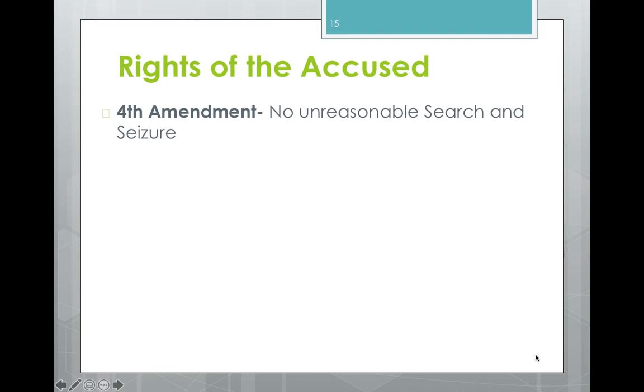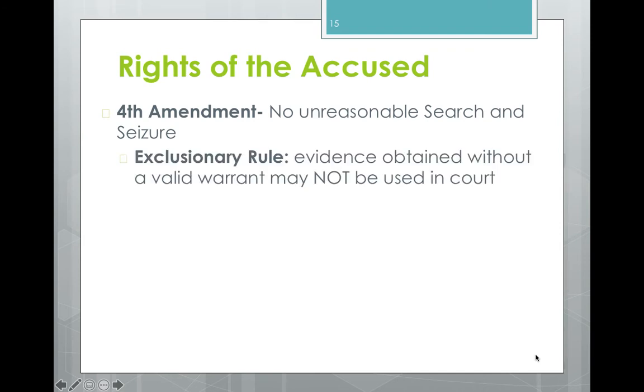Next, we have the rights of the accused, the Fourth Amendment. No unreasonable search and seizure. So we've gone from religion, now we're looking at rights of the accused. Exclusionary rule: evidence obtained without a valid warrant may not be used in court. So under the Fourth Amendment, no unreasonable search and seizure. It's unreasonable if there is no warrant and evidence has been obtained. And so you need to make sure that you have that warrant in law enforcement.